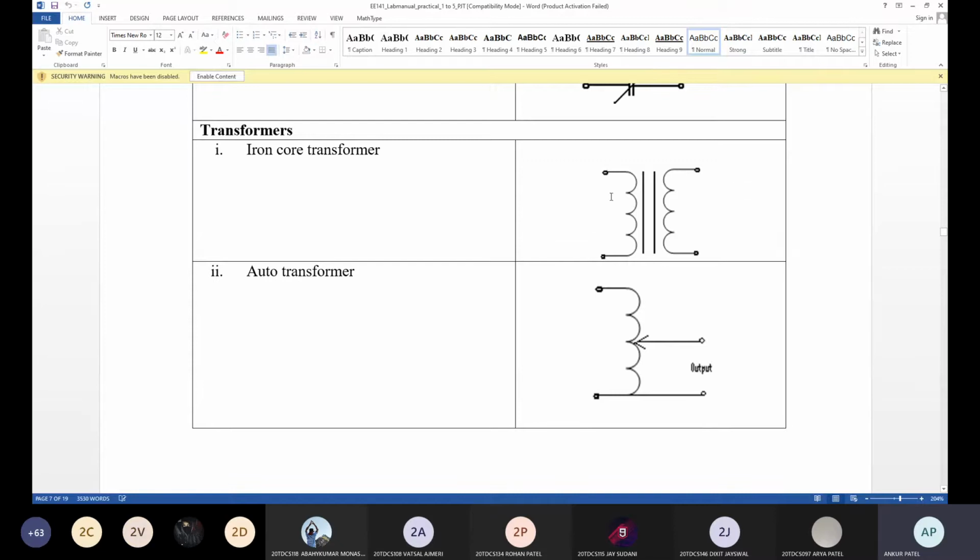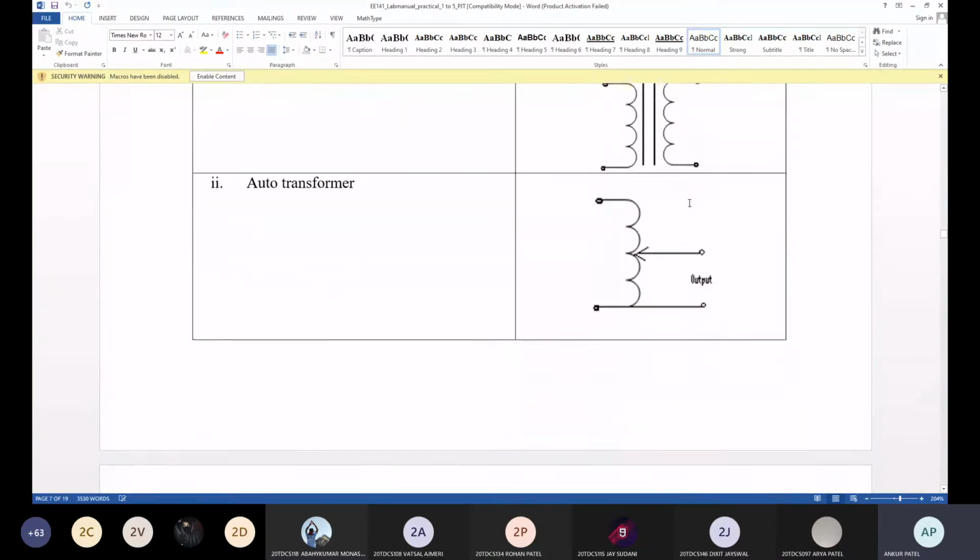So for the step up, the primary has fewer turns and the secondary has more turns. So here we have low voltage and here we have high voltage. That's why it is called step up. For the step down, the primary has more turns and the secondary has fewer turns. So here we have more voltage and here on the secondary we have less voltage. So this is the primary coil, this is the secondary coil.